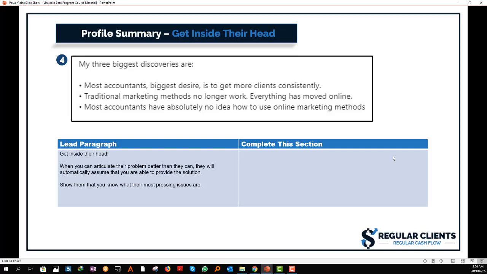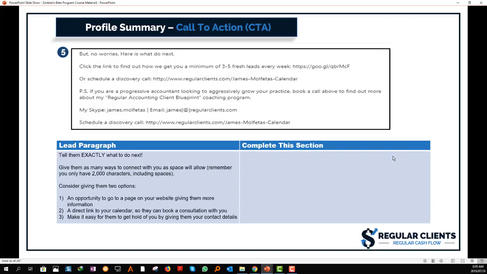And I know this because I coach accountants. That's what I do. I spend literally all day with accountants, and I'm teaching them marketing, and in particular, I'm showing them how to actually use the online space. So I know all of this to be true because I live, eat, and breathe this stuff with my accountants every single day. The last piece is what we call the call to action, or the CTA.